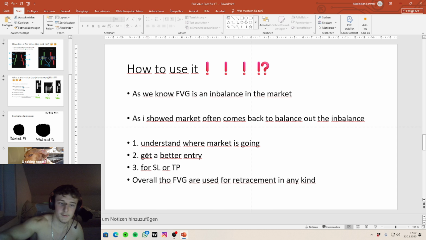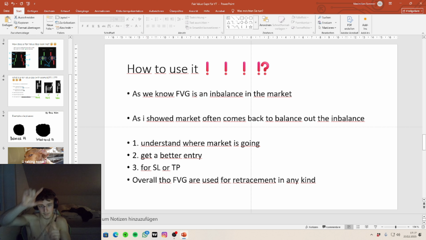Say the market dumps, you want to take shorts, and you think, damn, I missed my trade. Oh, hell nah, there's a fair value gap. Fair value gap right here, market here. Retracement, because there are way more sell orders. In order to keep going, we have to fill this imbalance. There's a lack of buy orders.